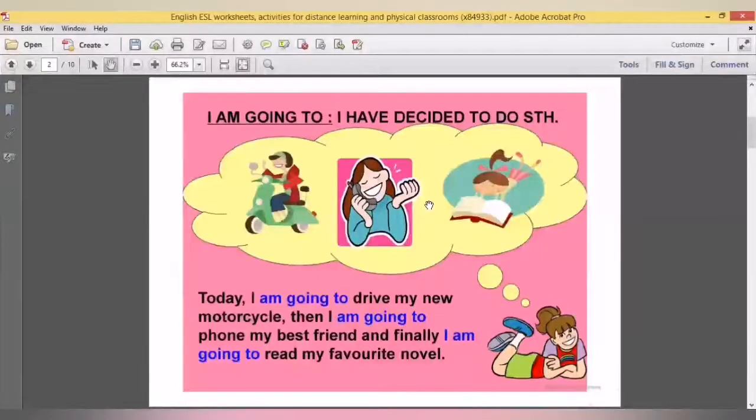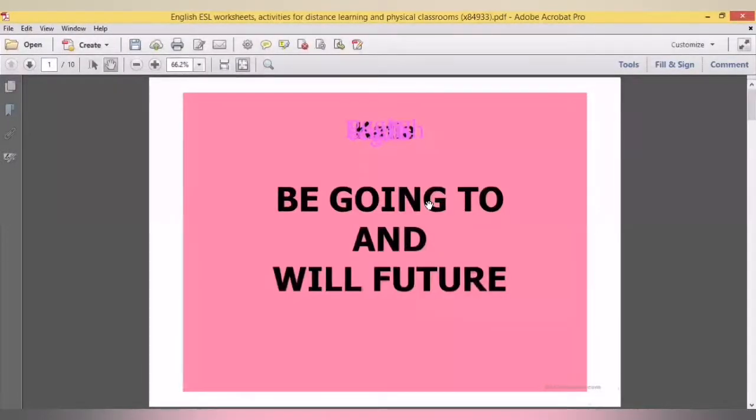Pay attention. We usually differentiate between the two according to the... Okay, Sidra says... No, Sidra. We are not speaking about the continuous future tense. We are speaking about the future tense, I mean, in general, the simple one.